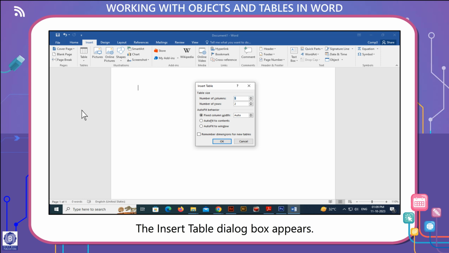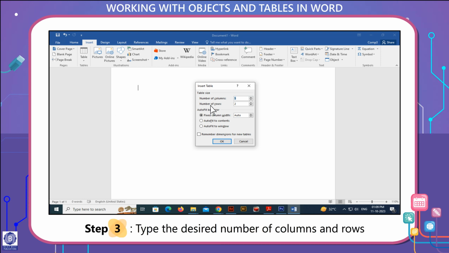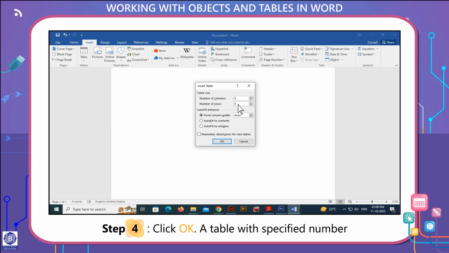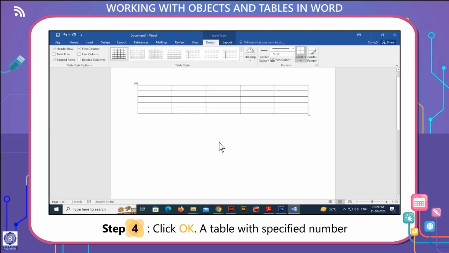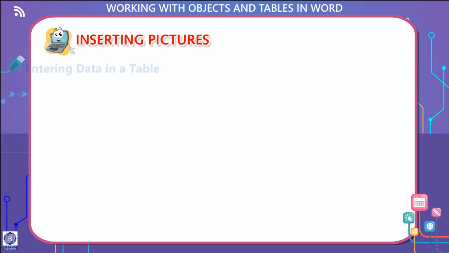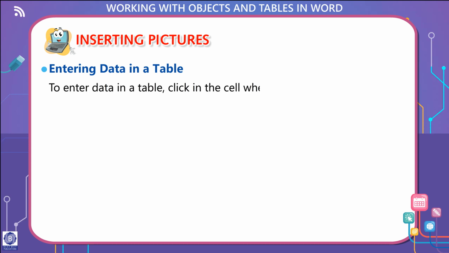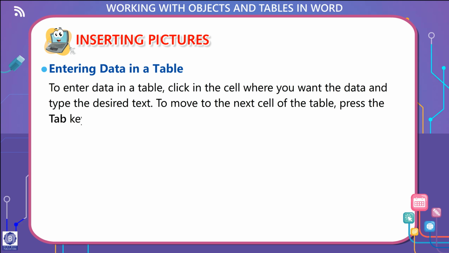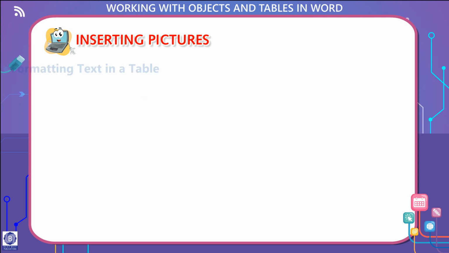The Insert Table dialog box appears. Step 3. Type the desired number of columns and rows in the Number of Columns and Number of Rows text box respectively. Step 4. Click OK. A table with the specified number of rows and columns gets inserted in the document. Entering data in a table. To enter data in a table, click in the cell where you want the data and type the desired text. To move to the next cell of the table, press the Tab key. To move to the previous cell, press the Shift plus Tab key.